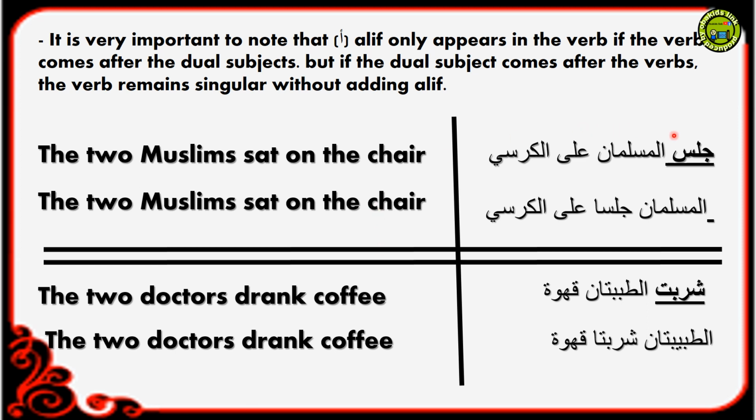So in the first sentence, the reason why jalasa doesn't have an alif is because it's before a dual noun. In the next sentence, the reason why jalasa has an alif is because it is after a dual noun. And in the third sentence, the reason why sharibat doesn't have an alif is because it's before a dual noun. And in the last sentence, the reason why sharibata has an alif is because it is after a dual noun.